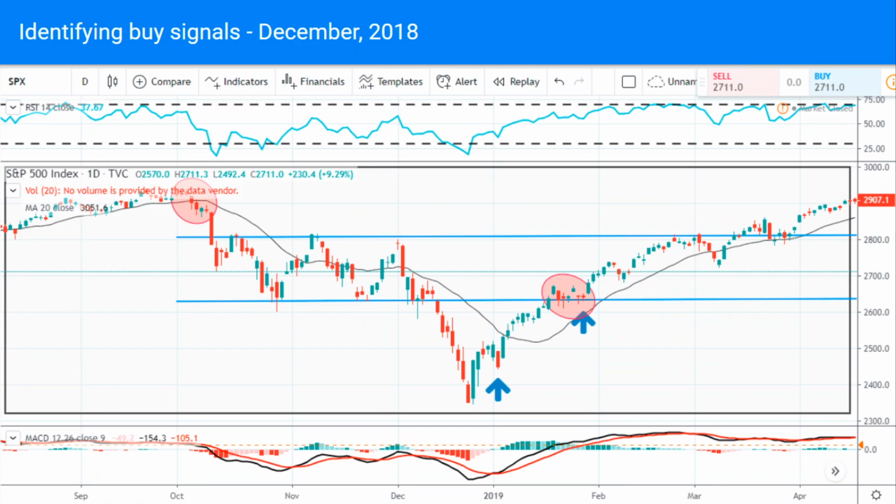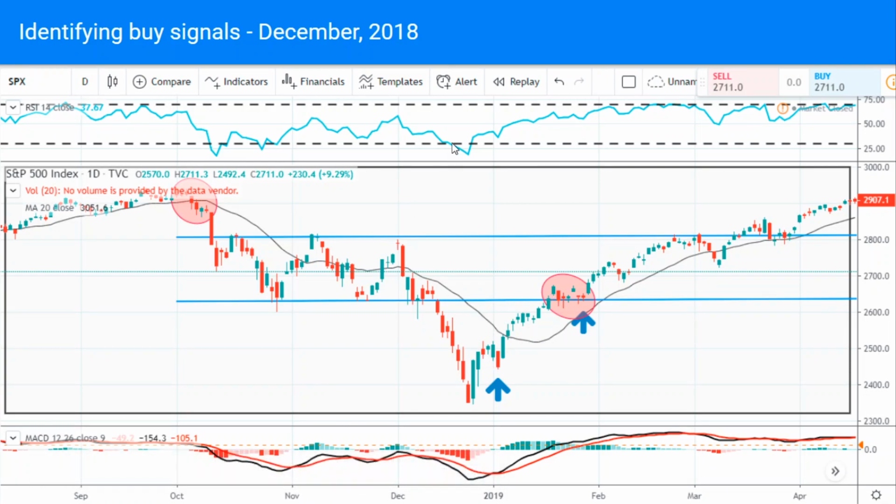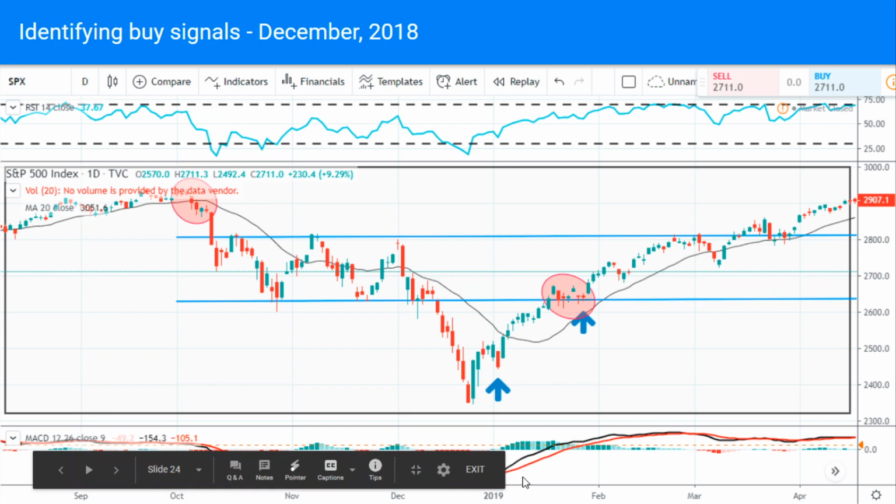Moving on now, this is the same time period, December, I'm focusing on so that we can identify these buy signals, and you can see that this is where we had that crossover in RSI. We also had that MACD crossover over here.